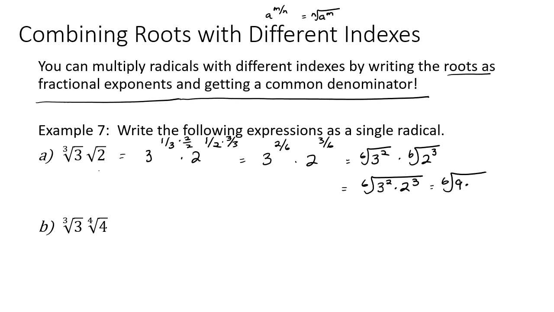3 squared is, of course, 9. 2 cubed is 8. And 9 times 8 would give us 72. So you can combine those together to the 6th root of 72, but make note that it's not just multiplication, and the root that we ended up with wasn't the same as either of the roots that we started with in this case.